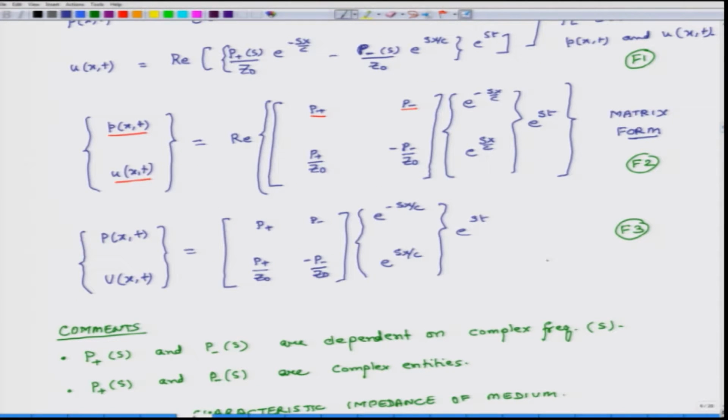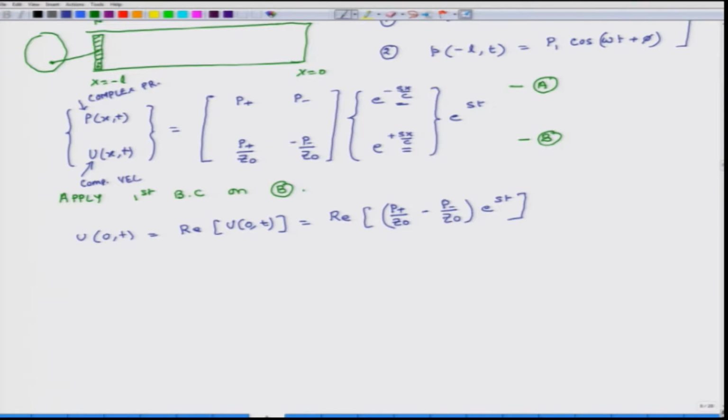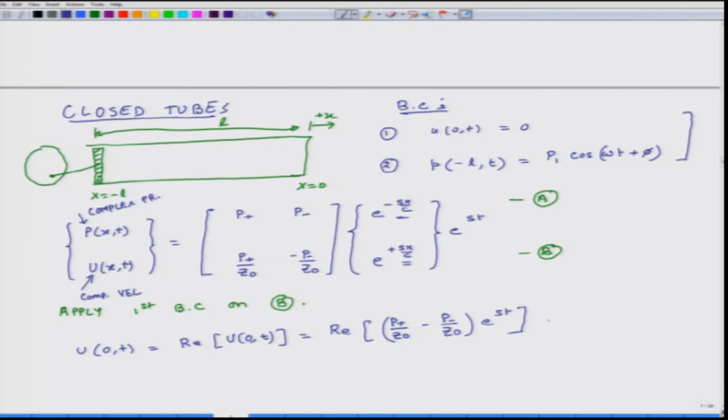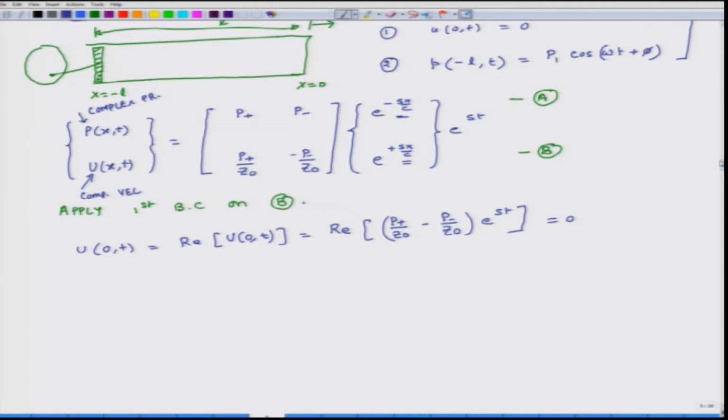What we are using is form F3, capital P, capital U equal to P plus, P minus, P plus over Z naught, and so on. But if I am interested in finding the actual pressure, then I take the real of this entire thing. From the first boundary condition at x equal to 0, we know that this is equal to 0, and this is going to happen if and only if this term equals 0. Thus, P plus equals P minus.